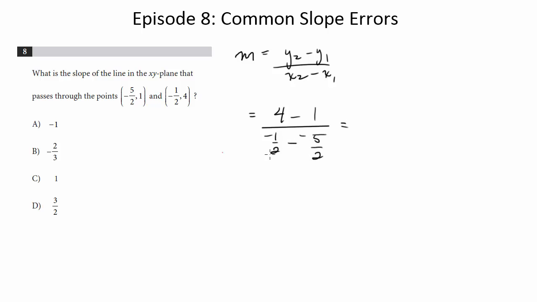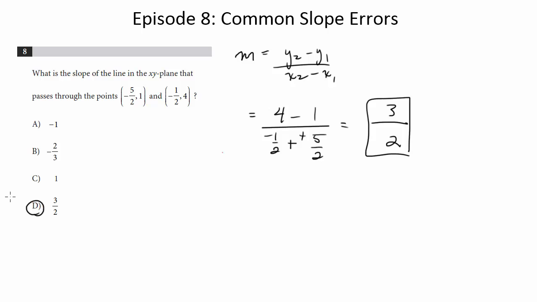Now, first little trick to remember, we've seen this before in a previous episode, is don't forget to subtract the negative to make this positive 5/2. So we're going to get 3 up top. This is going to be negative 1/2 plus 5/2, right? Minus negative 5/2 is the same thing as plus positive 5/2. So this becomes 4/2, which is 2. So our slope should be 3/2, and that would be choice D.